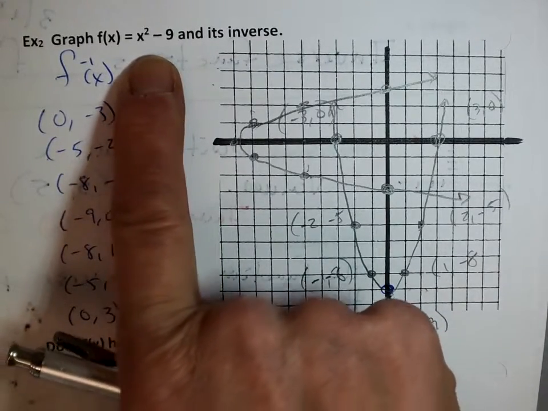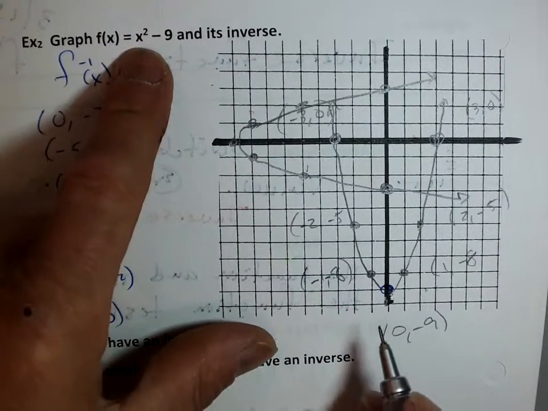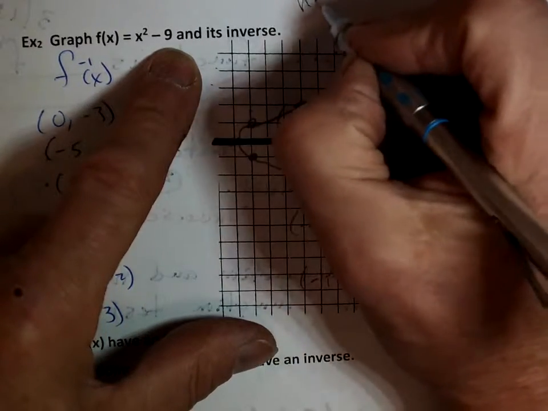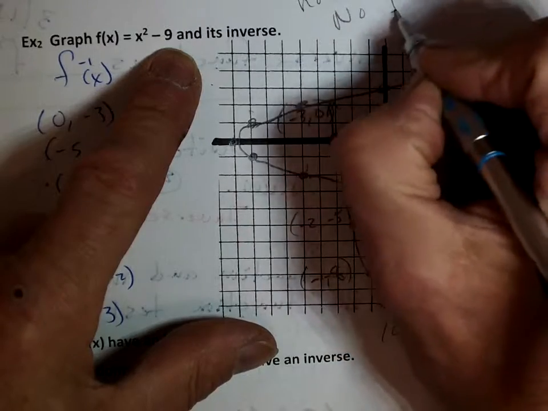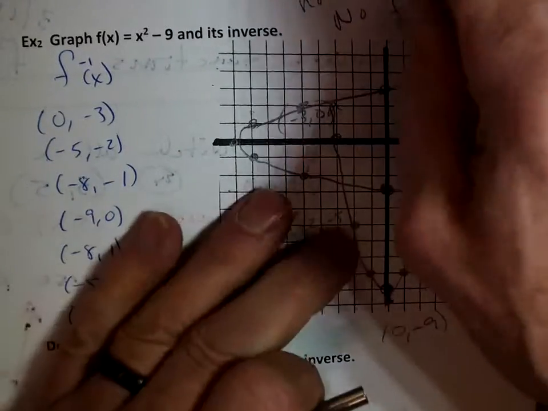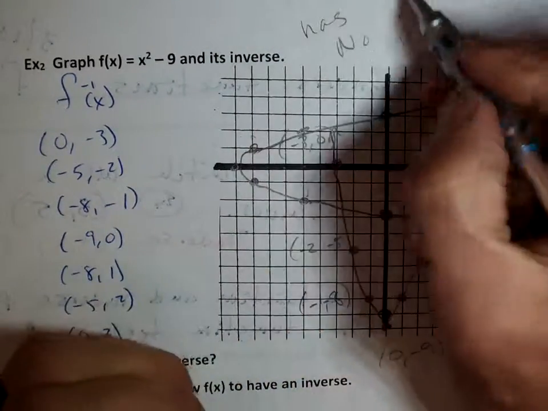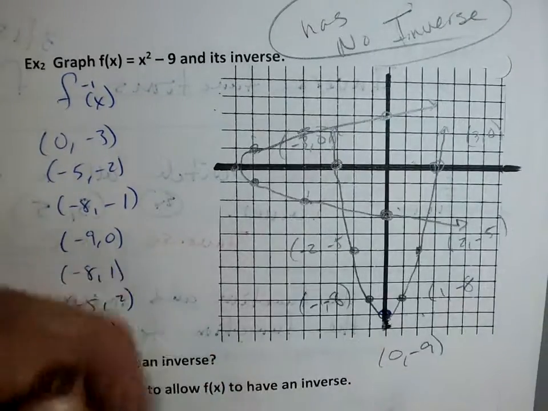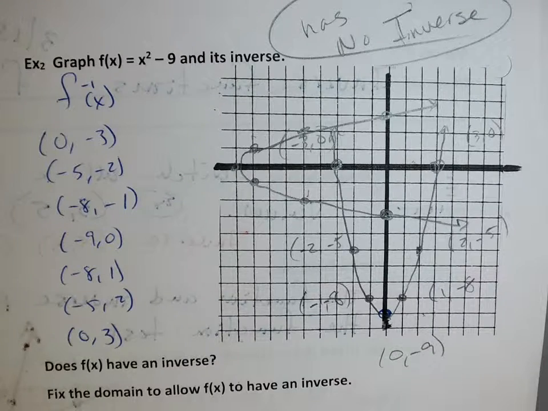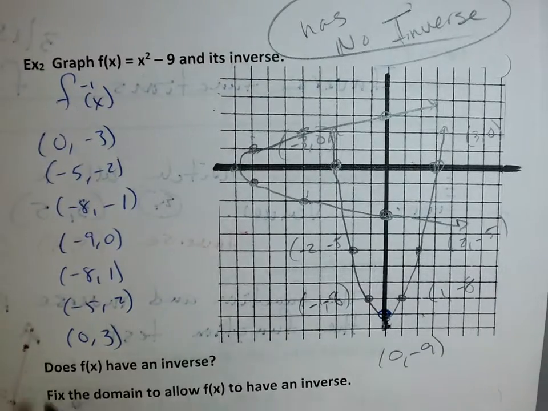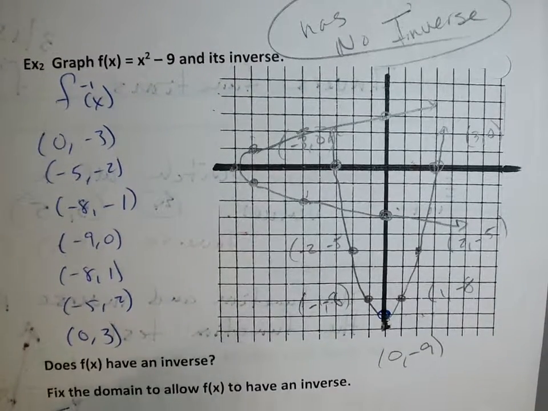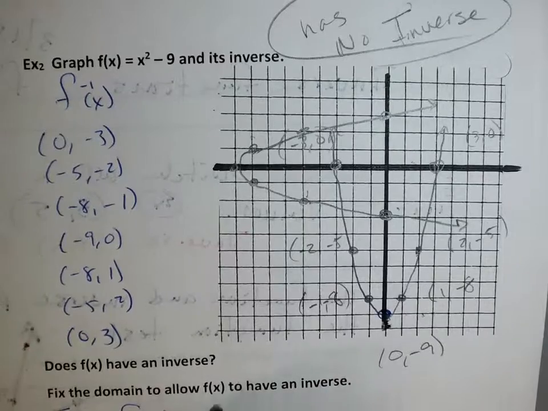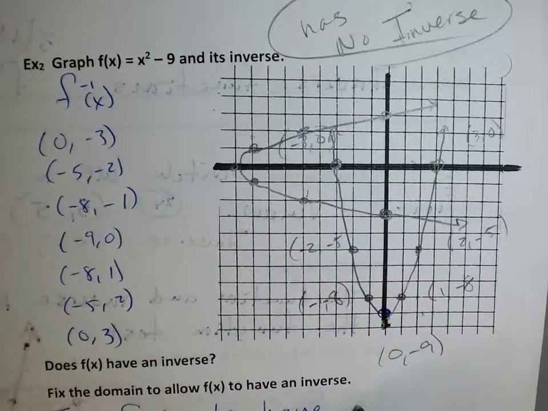So we can say right off the bat that f of x equals x squared minus 9 has no inverse. I said it wrong. It has no inverse. Okay, it just doesn't have an inverse. So what do we do? No inverse, quit, go home, go away? No, we're going to fix it. So let's fix f of x to have an inverse.